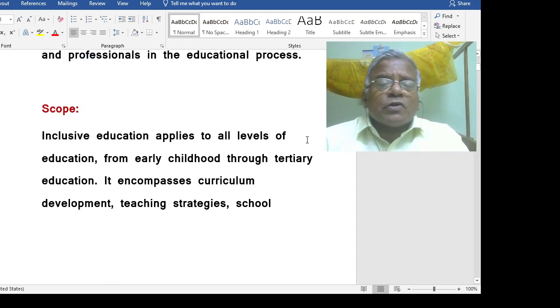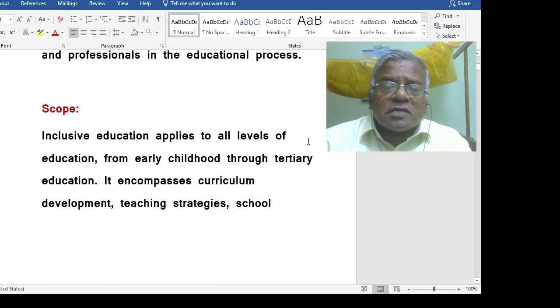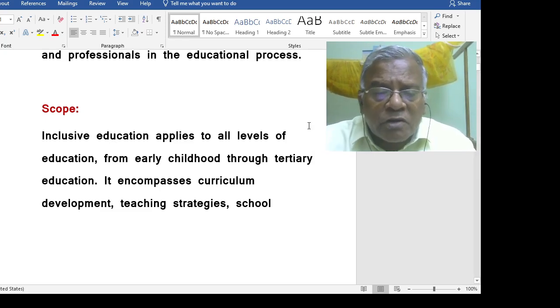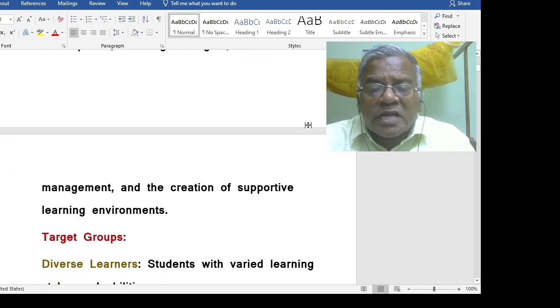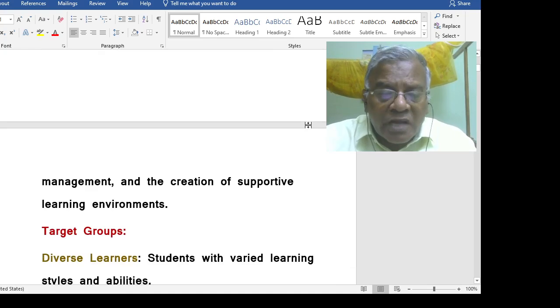What is the scope of inclusive education? Inclusive education applies to all levels of education, from early childhood through tertiary education. It encompasses curriculum development, teaching strategies, school management, and the creation of supportive learning environments.